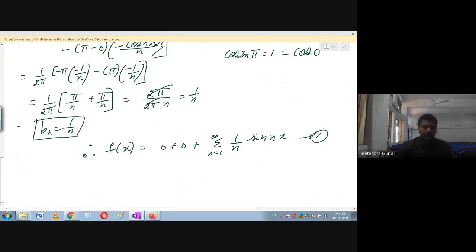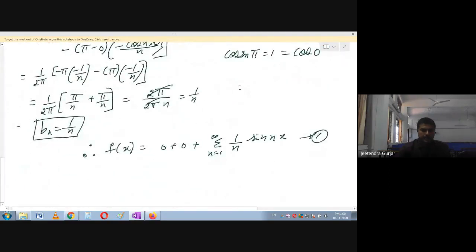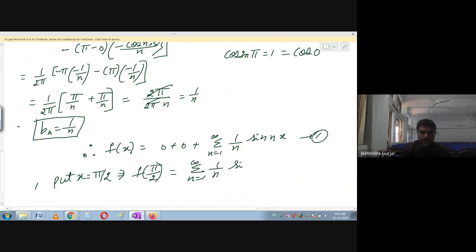Okay, now further you want to deduce this value to pi by 4. We can take directly an x value. The x value I'm going to take as pi by 2. So put x is equal to pi by 2 here, friends, in this equation. Therefore, f of pi by 2 you are going to calculate, which is equal to summation n 1 to infinity 1 upon n sine n pi by 2. Yes, I'm going to get here sine n pi by 2, students.